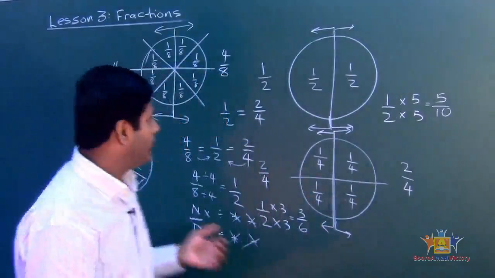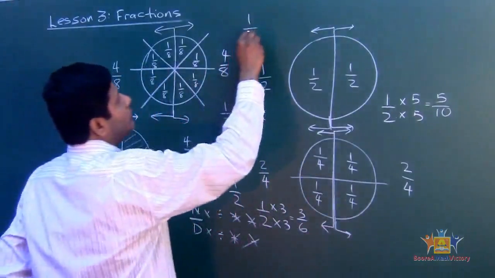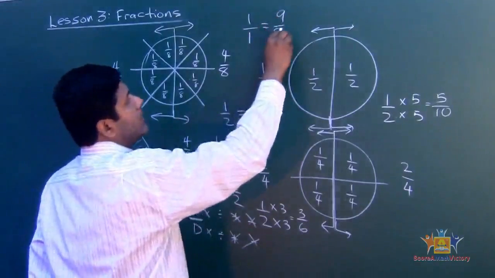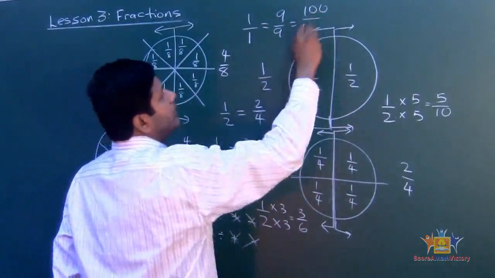Okay? So another thing I want you to keep in mind, if you have 1 over 1, this can be represented in any form, like 9 over 9, or 100 over 100. Okay?